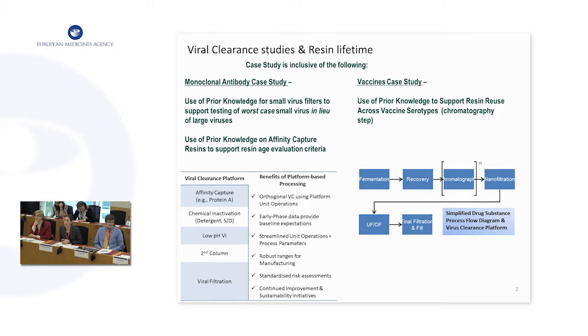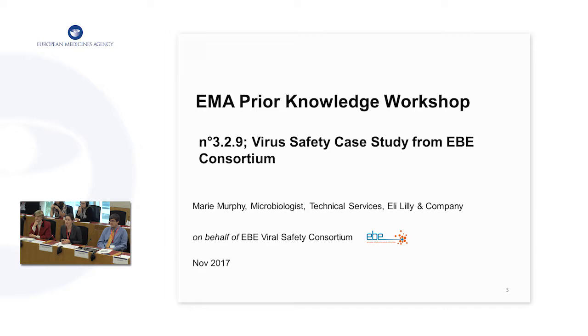Common to both monoclonal antibodies and the vaccine case studies is the utilisation of platform-based processing for viral clearance and viral safety. And that's really helped to streamline process development, ensure we have robust ranges for manufacturing, and also to ensure orthogonality for viral clearance. And that's common to both case studies in this instance.